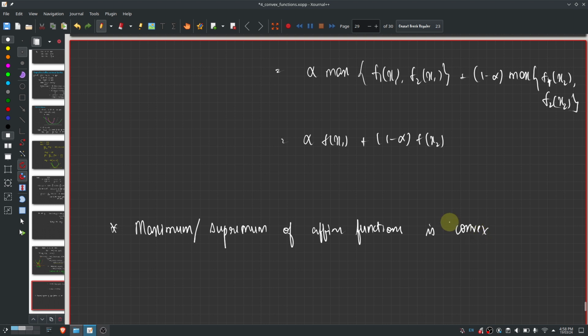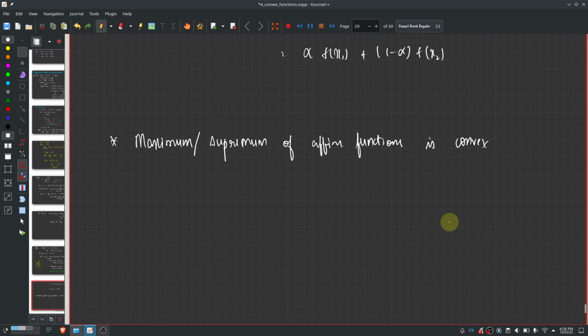Now you may wonder why I'm bringing this up. The reason is, suppose I give you an arbitrary convex function on R. Is it possible to write it as a maximum or supremum of potentially infinitely many affine functions? How? Exactly. You consider the tangent at all possible points.